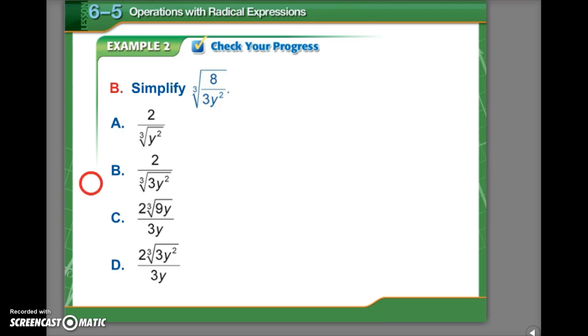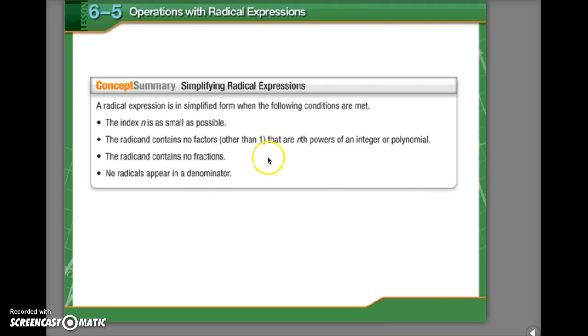Okay, our answer to part B is C again. All right, we're going to pick up with simplifying radical expressions in the next video.